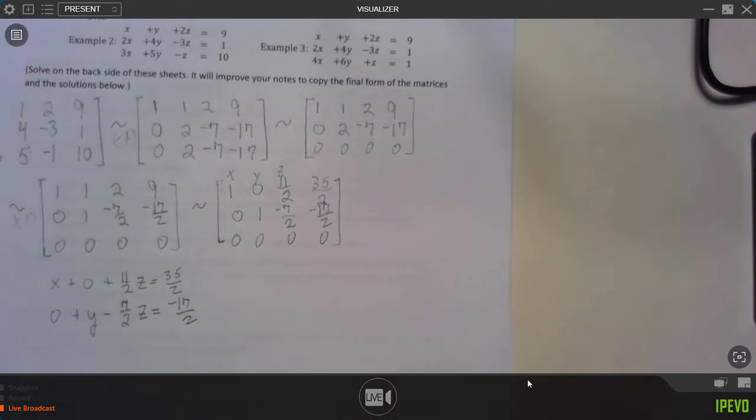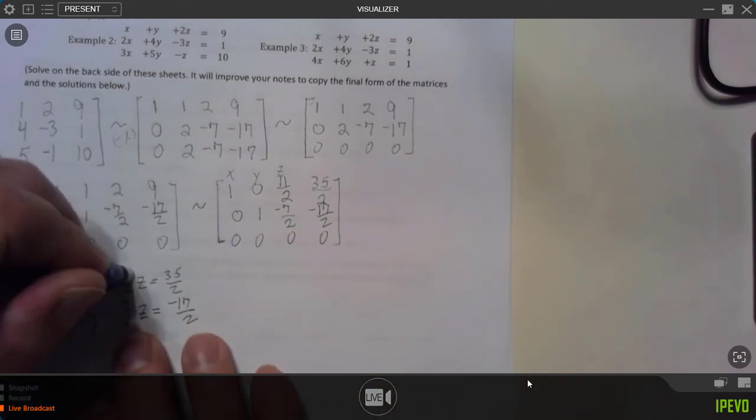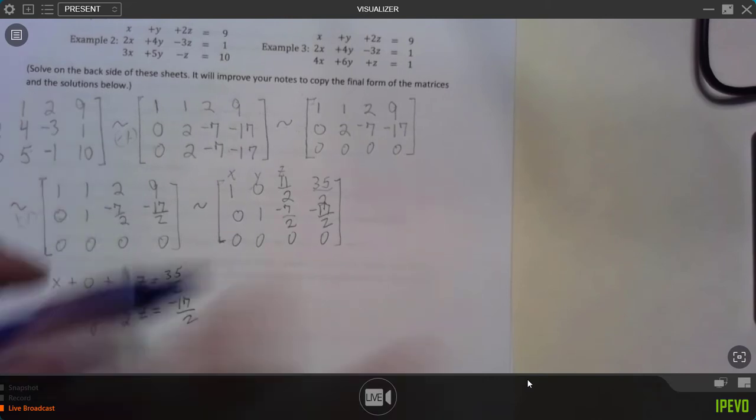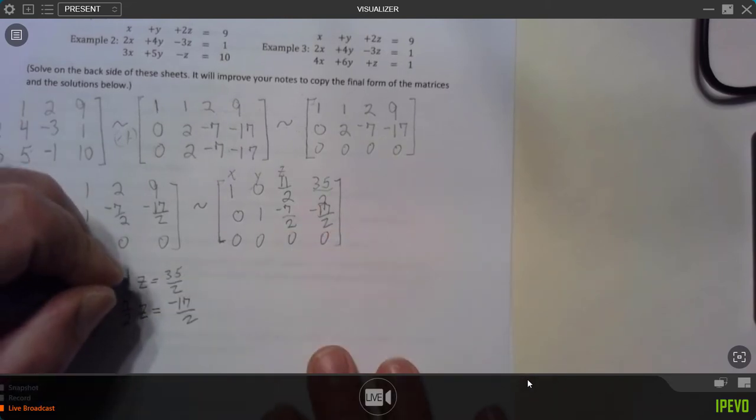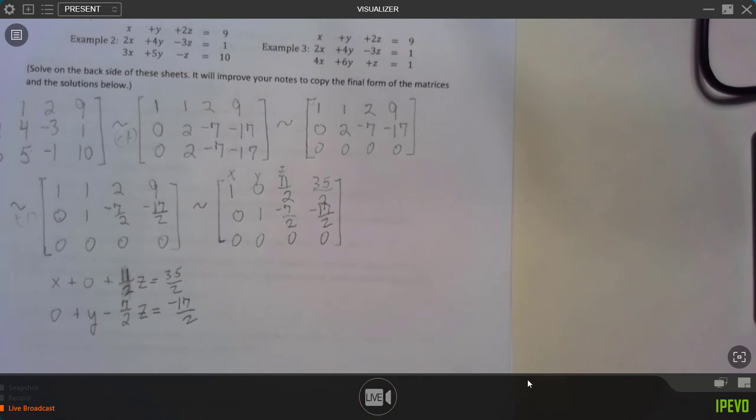Okay, now, boy, that's hard to read. That says 11 halves right there. It looks almost like 4 halves. And now it looks smeared, so that's probably not better. Anyway, we'll get it on the next line.